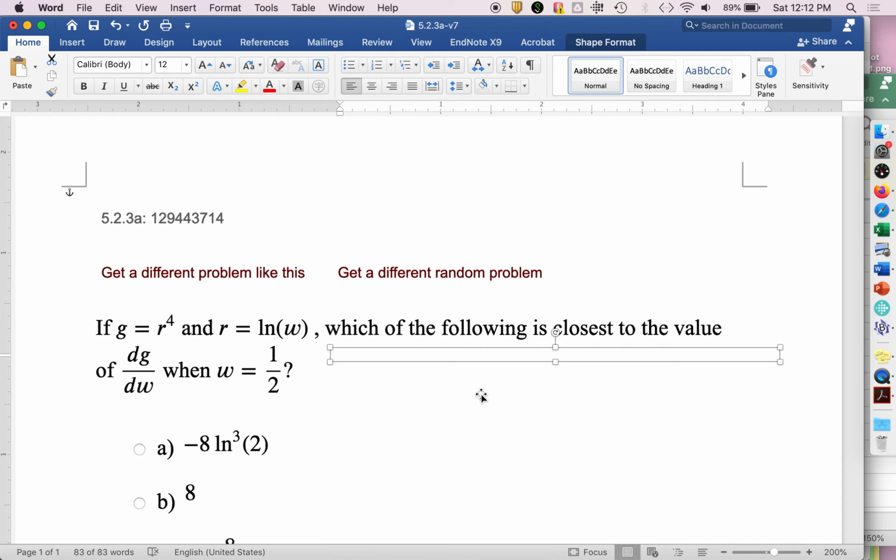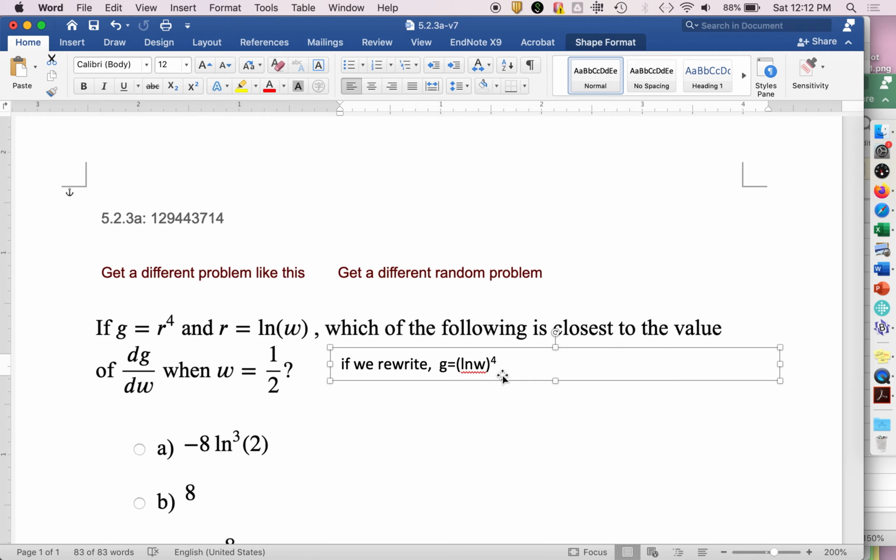I'll actually show you how to do this one both ways. You can do it as derivative of outside times derivative of inside, or you can rewrite it with the natural log inside of the fourth power and just do it like a normal chain rule. So let me start by doing the rewriting. I'm just going to put the natural log in for r, so I have natural log of w to the fourth.